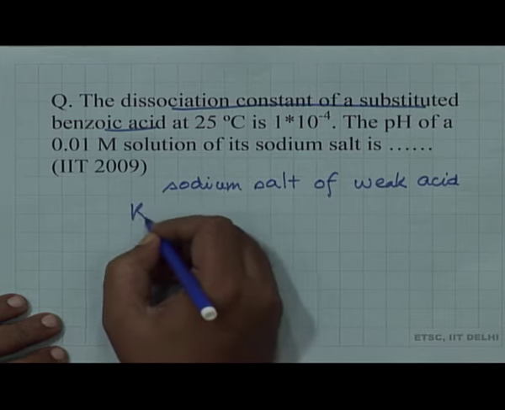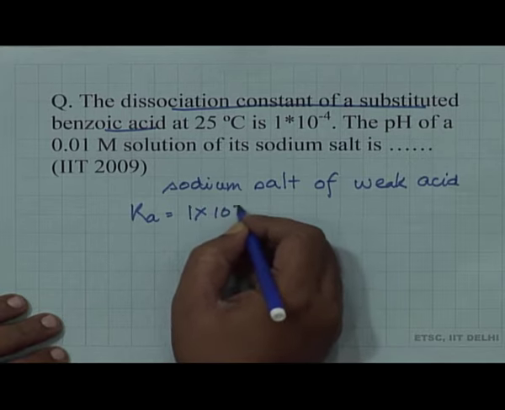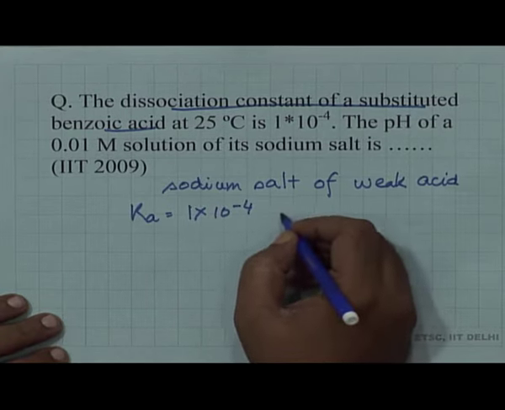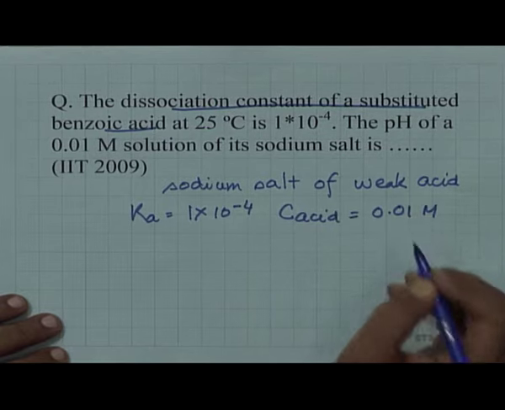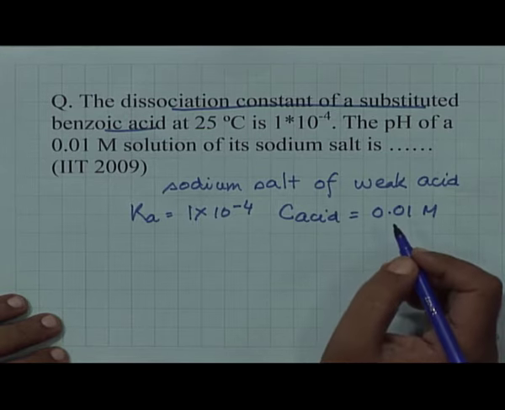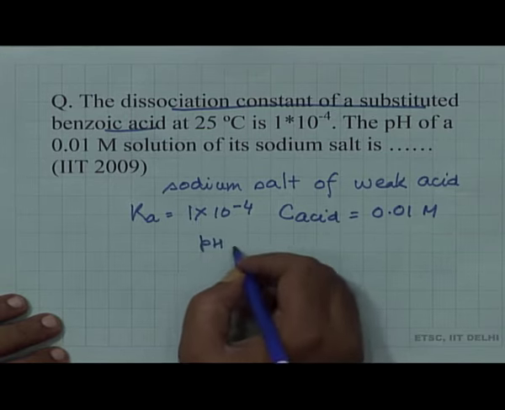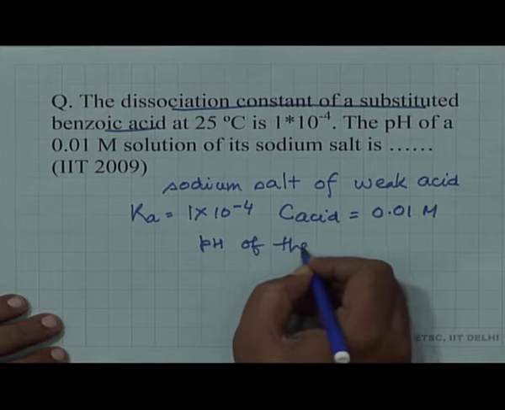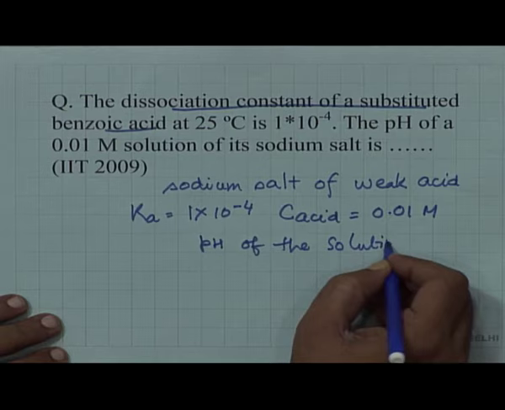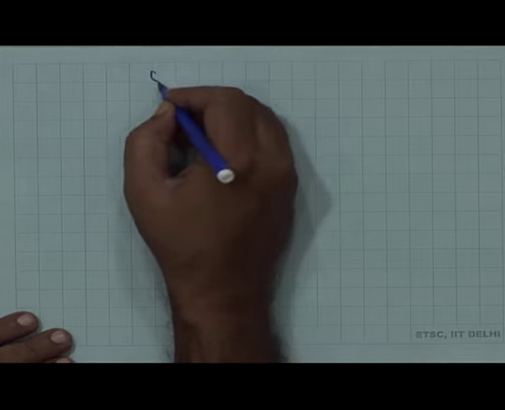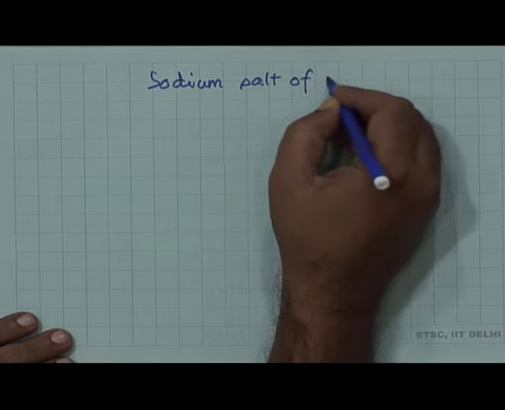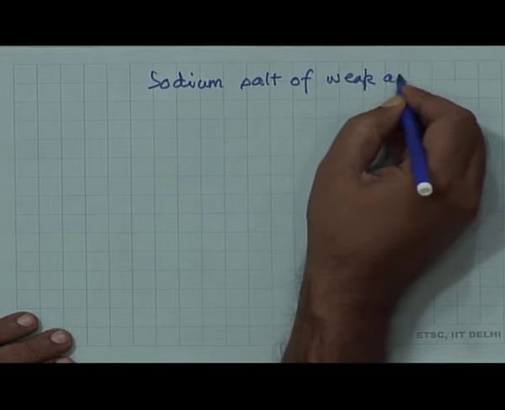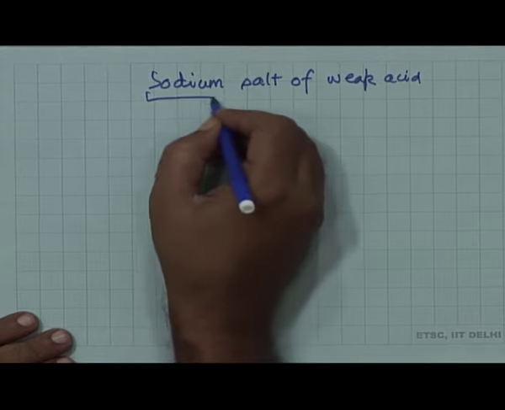The dissociation constant is given, so Ka is given as 1 into 10 to the power minus 4. The concentration of acid is given, C acid is equal to 0.01 molar. And what we need to find out is the pH of the solution. Since this is a sodium salt of a weak acid, this is a strong base.